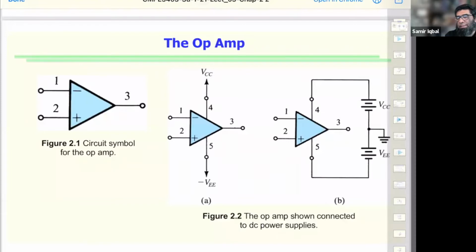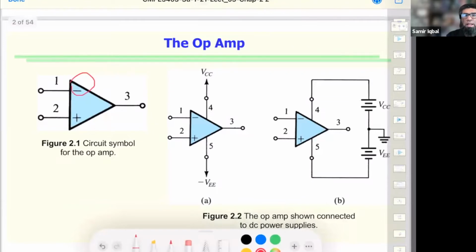Number one, it shows negative here. So negative tells us this is what we call the inverting input. The signal that comes in here would show up 180 degrees out of phase. The second terminal is what we call non-inverting, right? So whatever signal comes in shows up in the same phase.